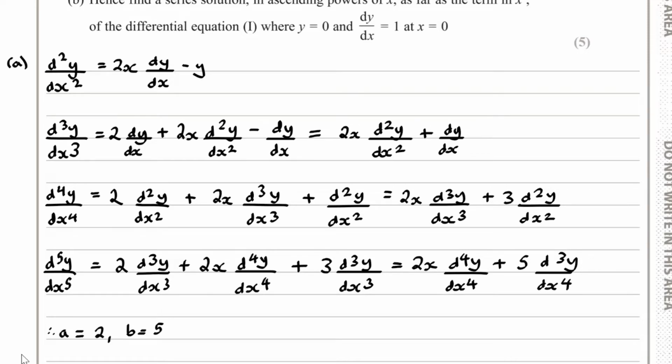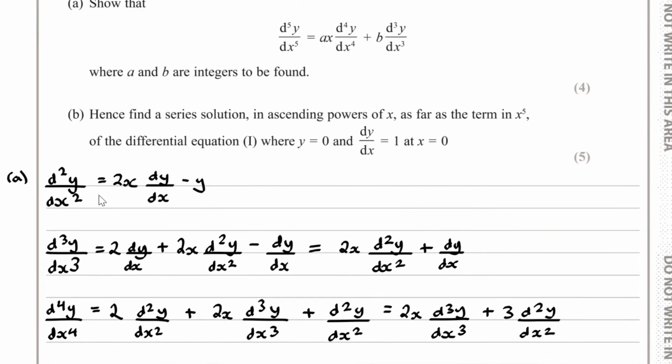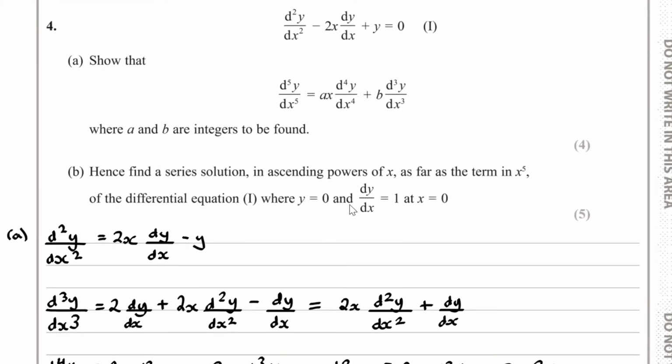That's part A done. Now for part B, hence find a series solution in ascending powers of x as far as the x to the 5 term of the differential equation over here, where y is equal to 0 and dy over dx is equal to 1 at x equals 0. Okay.